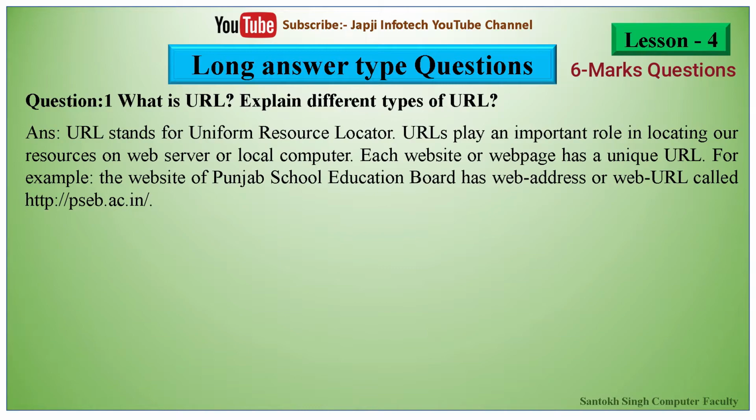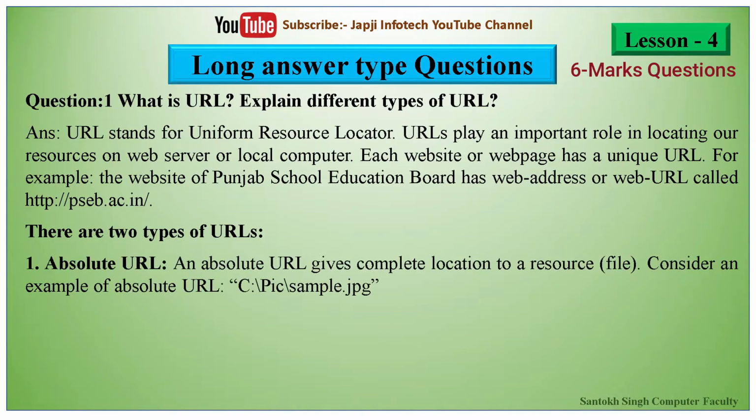For example, the website of Punjab School Education Board has web address or web URL called http://pseb.ac.in/. So there are two types of URL. The first one is absolute URL. An absolute URL gives complete location to a resource file. Consider an example of absolute URL is in the double quote.